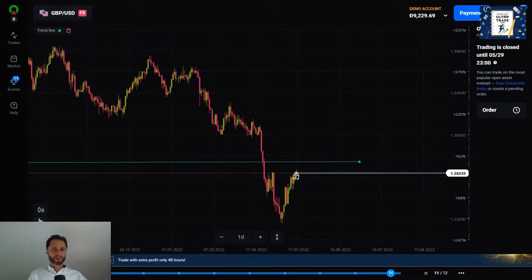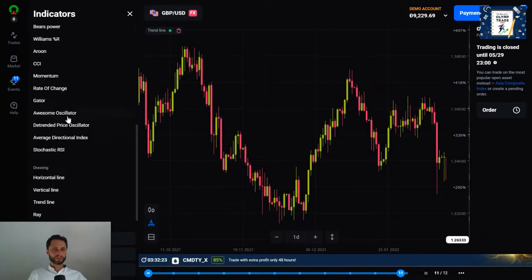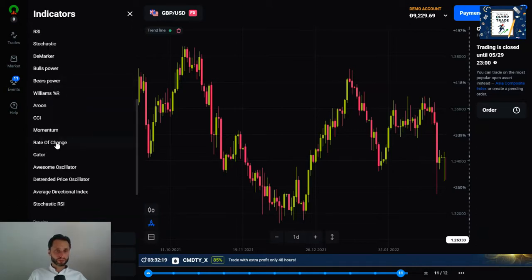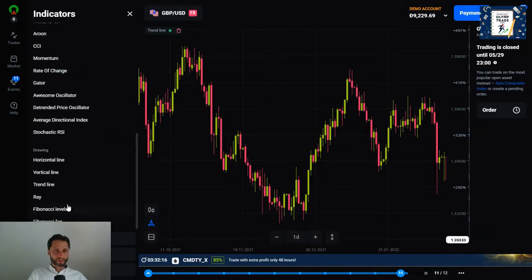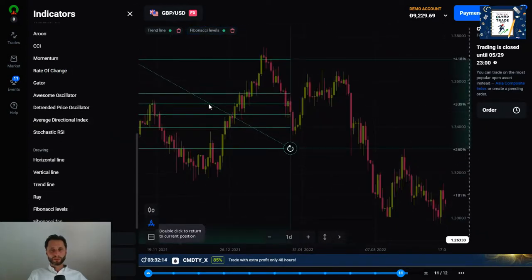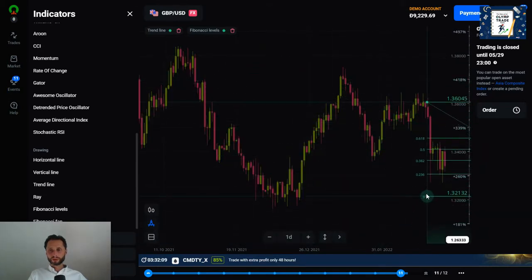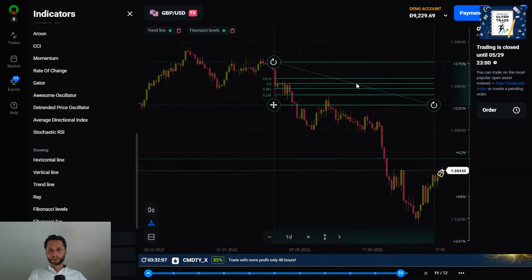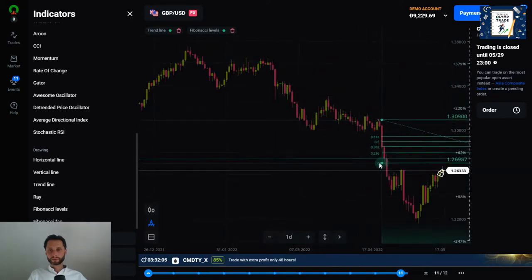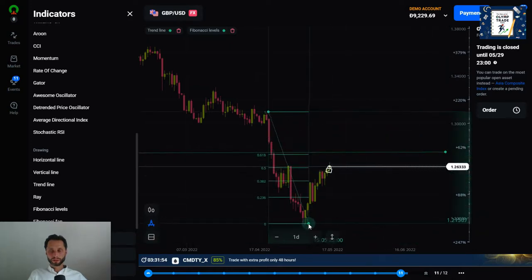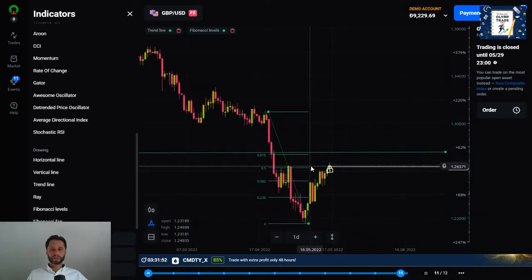So I'm just going to have a look at the Fibonacci. If I draw that, where's my Fibonacci tool? There you go. Okay, if I place that here from the low to the high. Oops, that was the trend line. Didn't mean to touch that. So there we go. We can see that we reached this 50% level here.